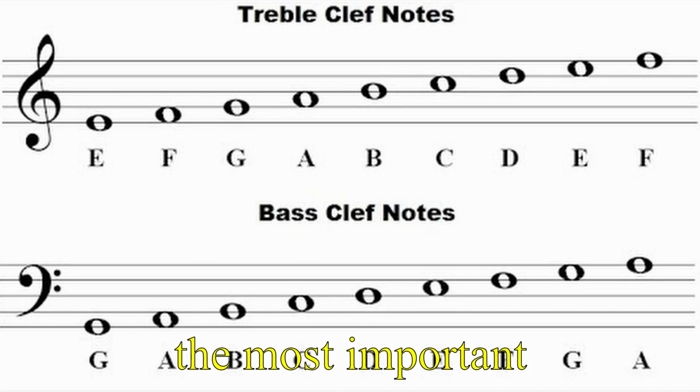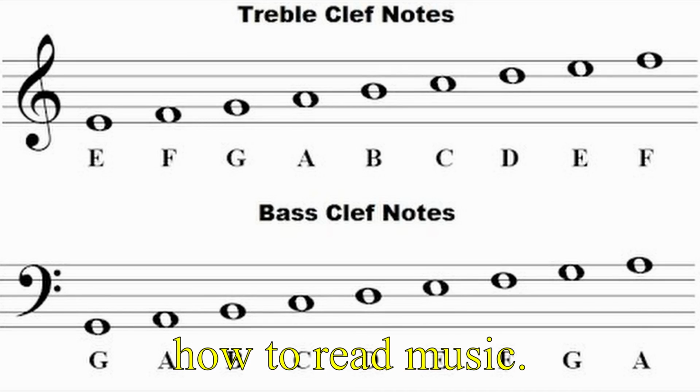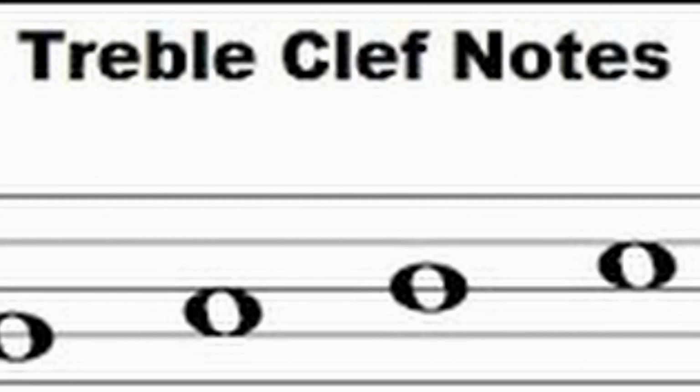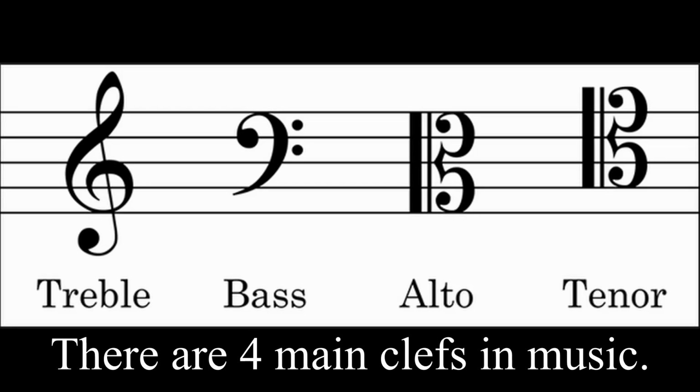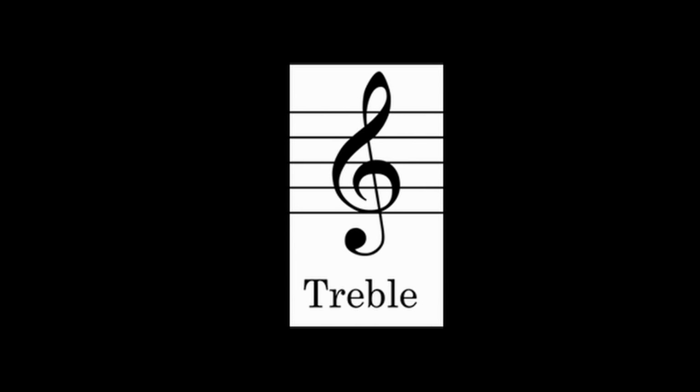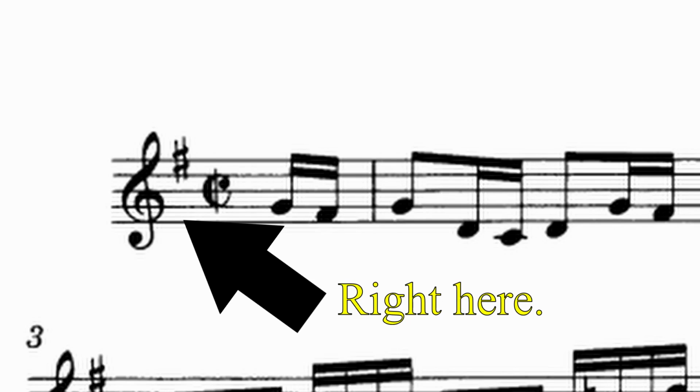The notes are the most important part for understanding how to read music. They become different depending on the clef that is shown on the page. There are 4 main clefs in music. They include bass, alto, tenor, and treble. These symbols are usually shown at the left of the page.